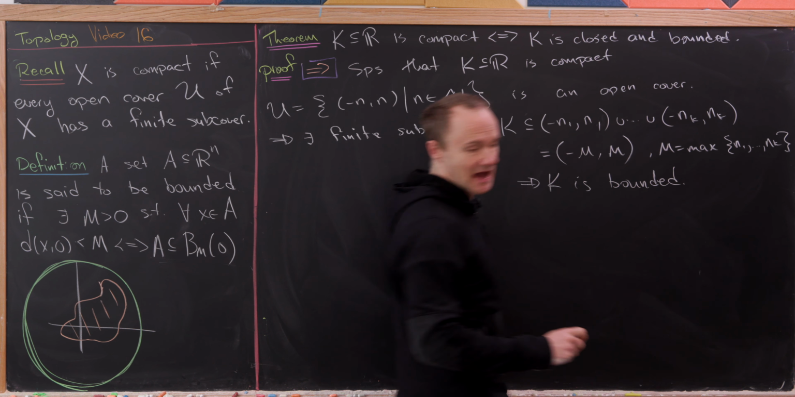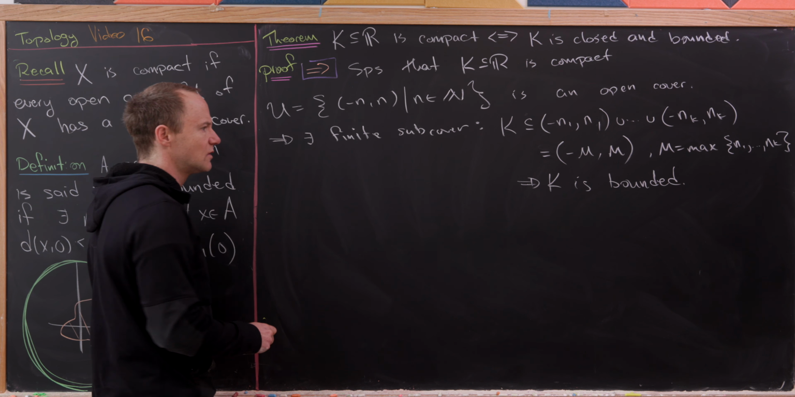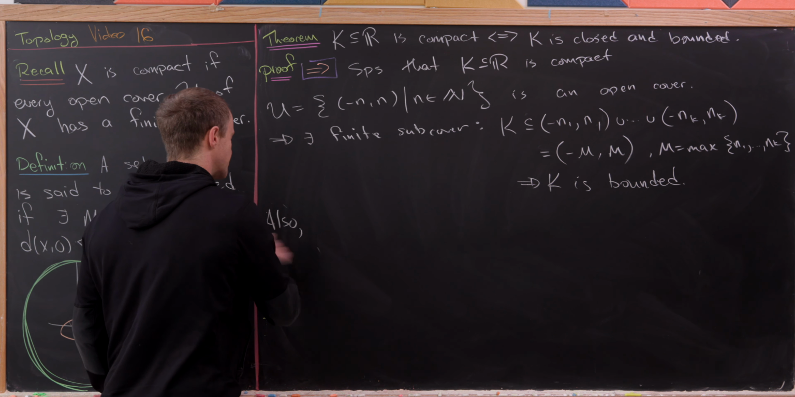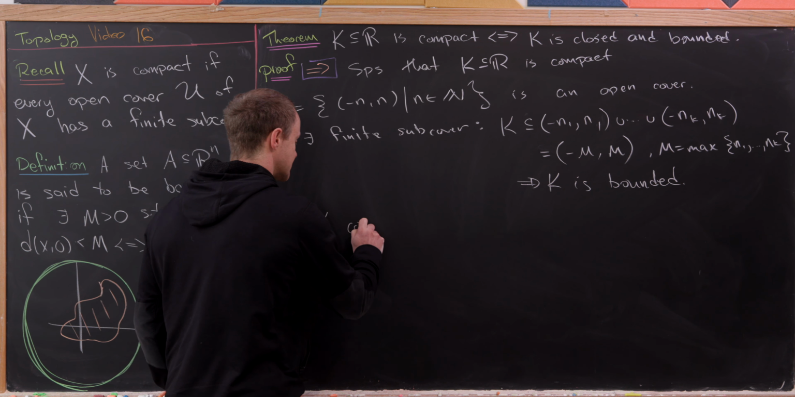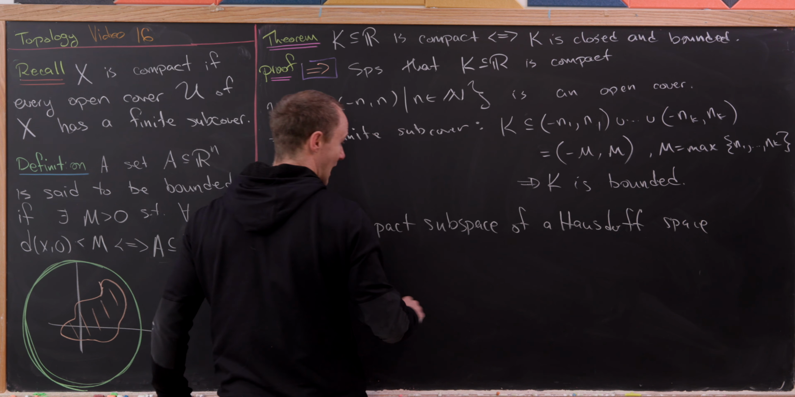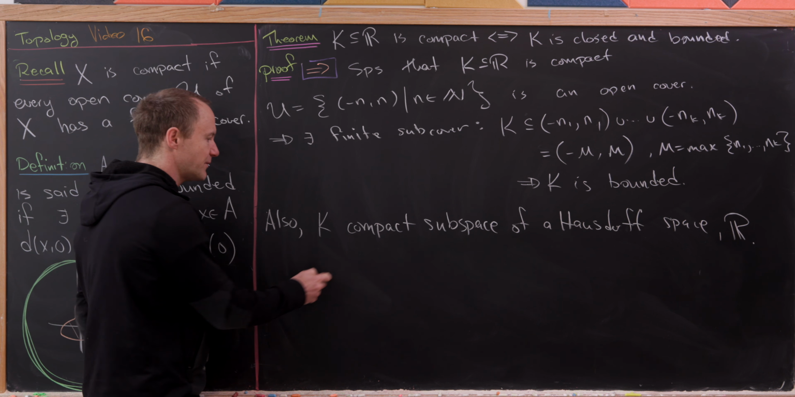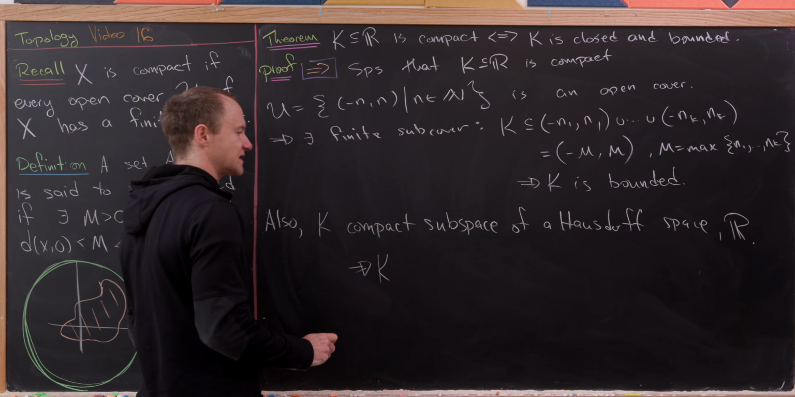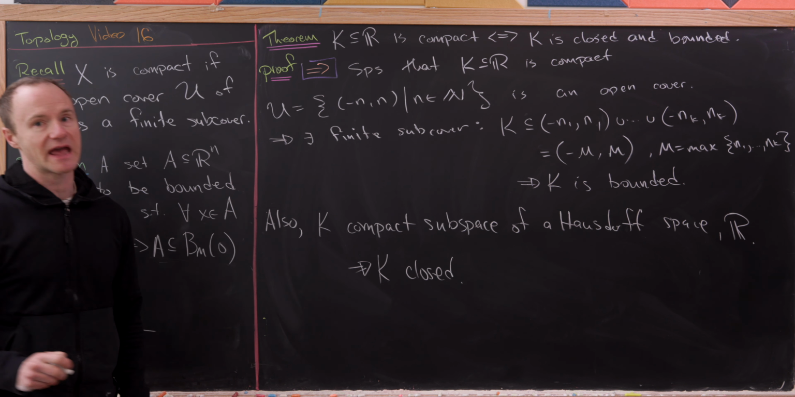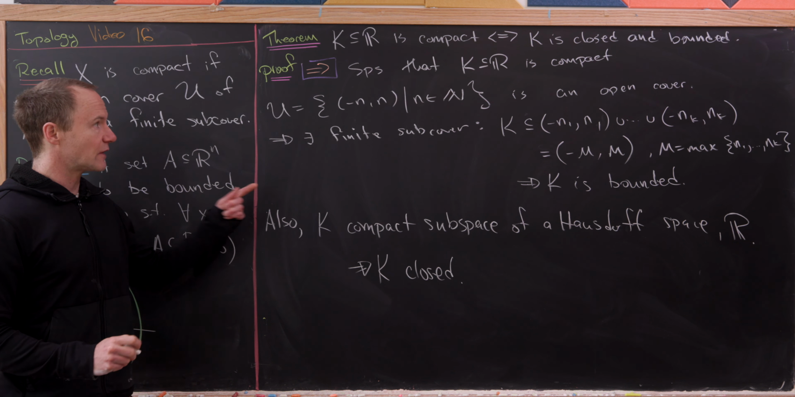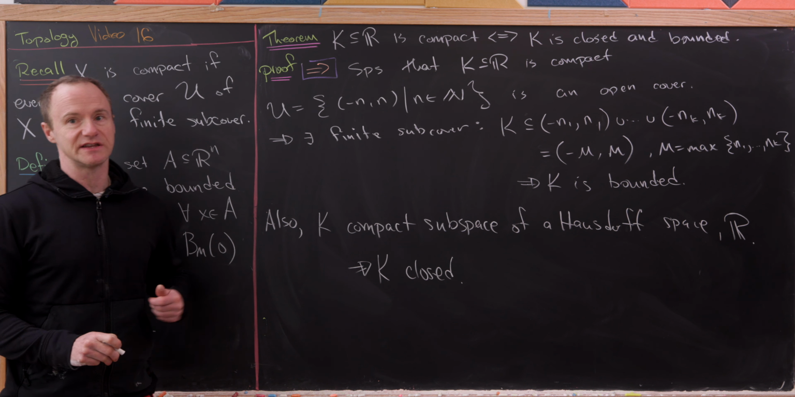Okay. So now that K is bounded, we need to show that it is closed. So let's also note that we can use one of our previous results to prove that immediately. And that is that K is a compact subspace of a Hausdorff space, that Hausdorff space being the real line. But we proved that all compact subspaces of Hausdorff spaces were closed. So that means that we have K is closed. So there we've got it. We've got compact implies closed and bounded. Now let's see the reverse direction.